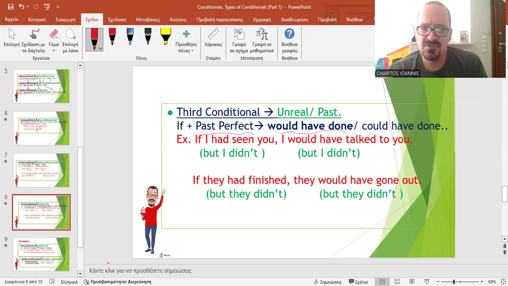The third conditional, we said that it expresses something unreal in the past. So something that didn't or couldn't have happened. So, for example, if I had seen you, past perfect, but I didn't see you, past tense, I would have talked to you, but I didn't talk to you because I didn't see you. So this is an unreal condition in the past. If they had finished, maybe earlier, but they didn't finish, they would have gone out, but they didn't go out because they didn't finish. Unreal in the past.